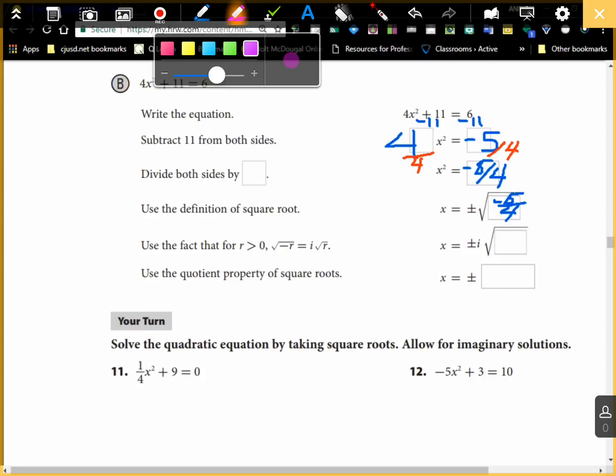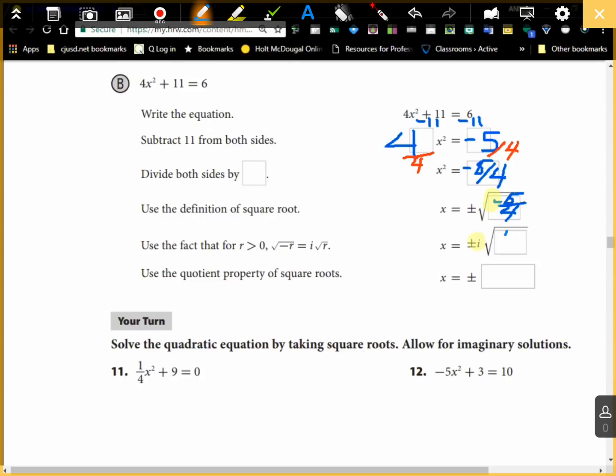So I take this negative right here, and I bring it outside as the imaginary unit i. i is always outside the square root. I bring it in front of the square root, and that represents the imaginary unit, the square root of negative 1. And so under the square root, I'm left with 5 over 4. Oh, it's still glitching. All right, so that's i, square root of 5 over 4.